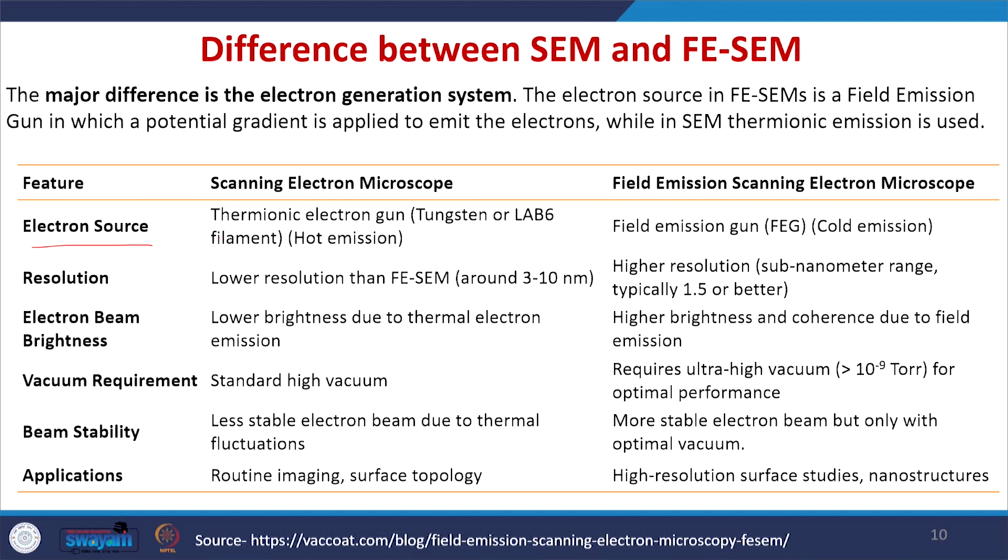Let us see the difference between SEM and FESEM. The main difference is the electron source. In the scanning electron microscope, we use a thermionic electron gun, which is a hot emission. In the FESEM, we use a field emission gun, which is a cold emission. And in the FESEM, we get higher resolution, but it requires ultra high vacuum.